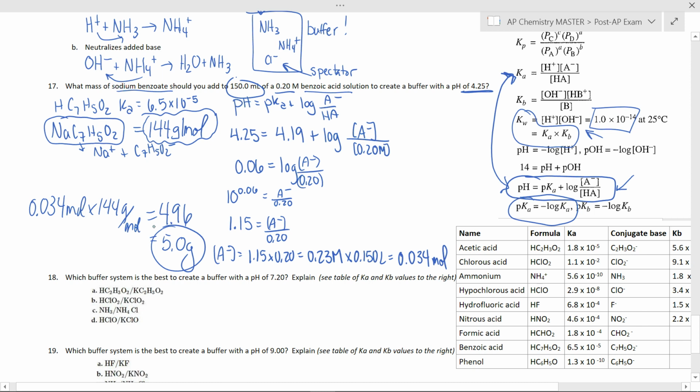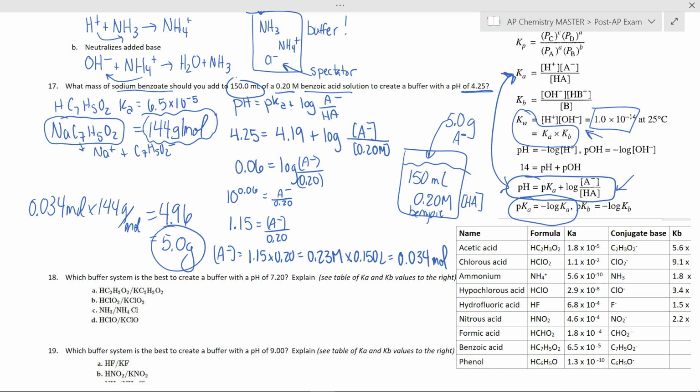So if I was going to make this buffer, what I would do is I would have 150 milliliters of 0.2 molar benzoic acid. That's already measured out there, right? And then I'm going to come along, I'm going to add 5 grams of sodium benzoate. So my solution already contains the weak acid, and my solid contains the conjugate base. And so I'm going to dissolve this into this solution. Now I've got a buffer that contains both the weak acid and the conjugate base. So again, this is very similar to our design a buffer lab kind of calculation that we did.